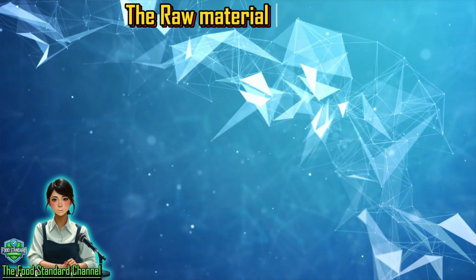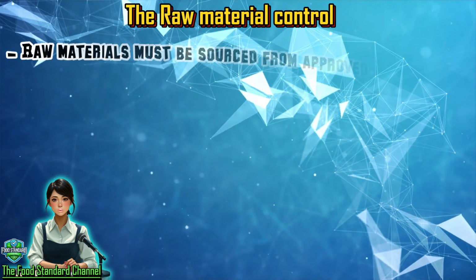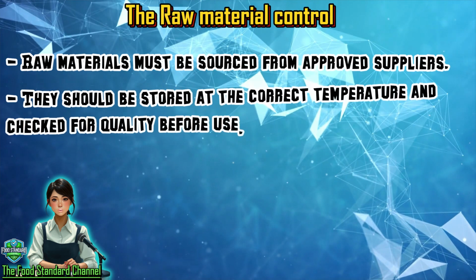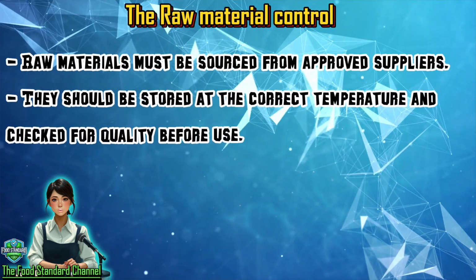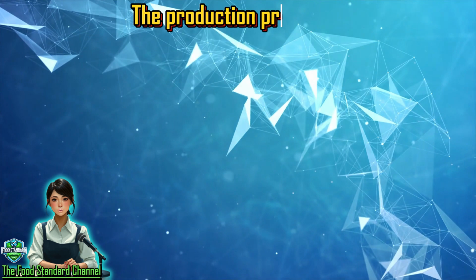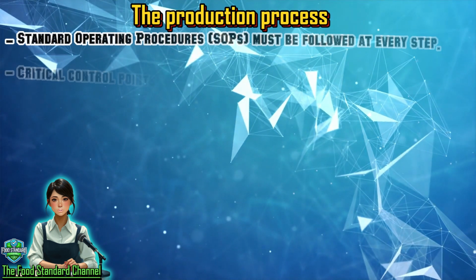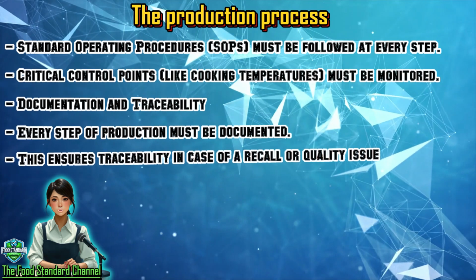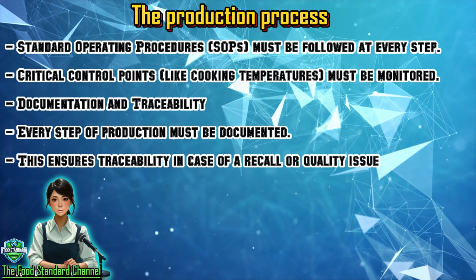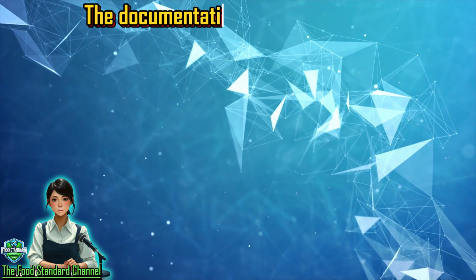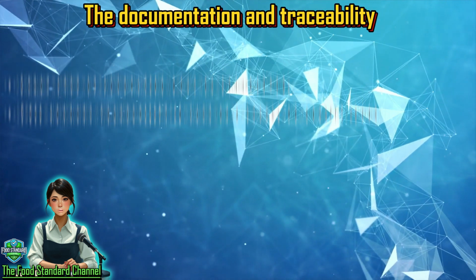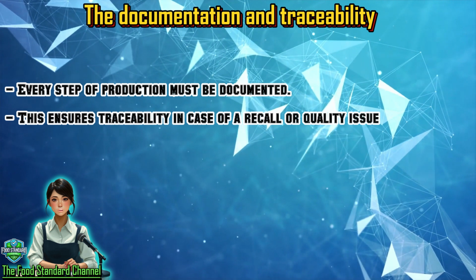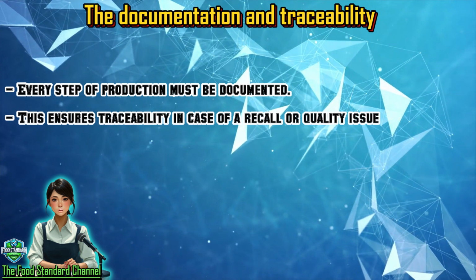The raw material control. Raw materials must be sourced from approved suppliers. They should be stored at the correct temperature and checked for quality before use. The production processes. Standard operating procedures, SOPs, must be followed at every step. Critical control points like cooking temperatures must be monitored. Documentation and traceability. Every step of production must be documented. This ensures traceability in case of a recall or quality issue.